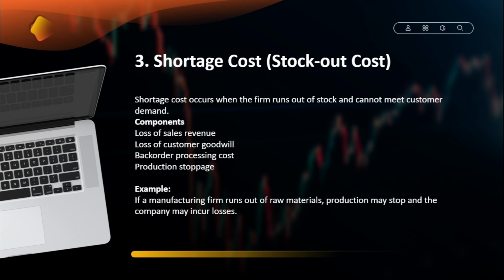For example, if a manufacturing firm runs out of raw materials, due to the less availability or non-availability of those raw materials, production will be stopped. As production may stop, the company may incur losses. When these losses happen, the cost associated with these situations we can call a shortage cost, or we can call it stock out cost.